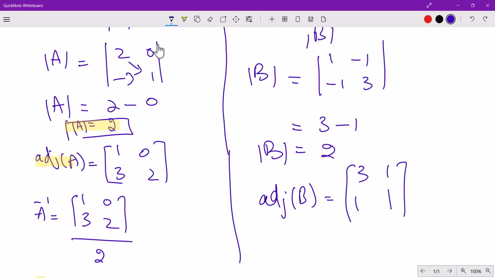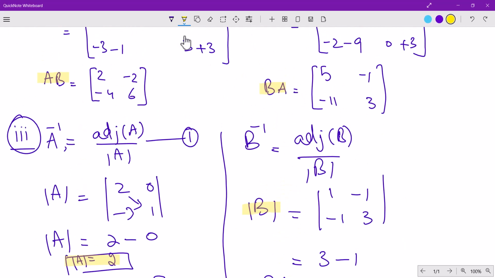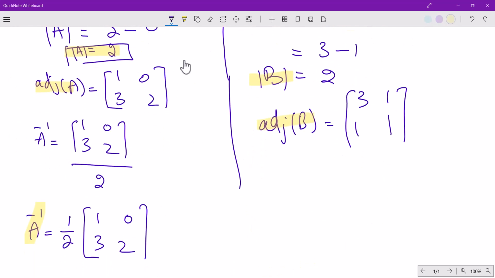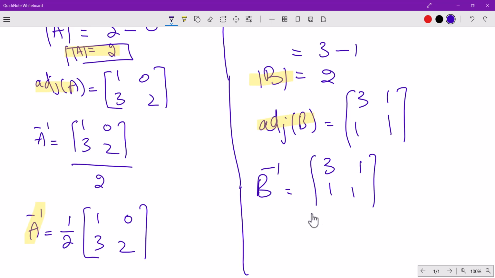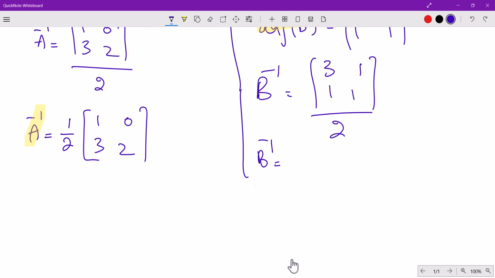Now putting the adjoint and determinant in the equation, B inverse is equal to the adjoint [3, 1; 1, 1] divided by the determinant 2. So B inverse is equal to 1 by 2 [3, 1; 1, 1].